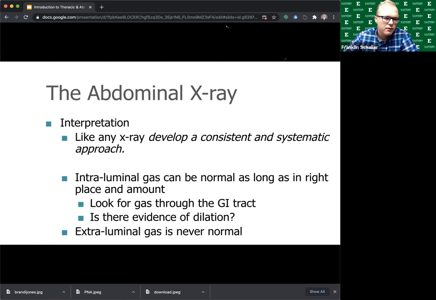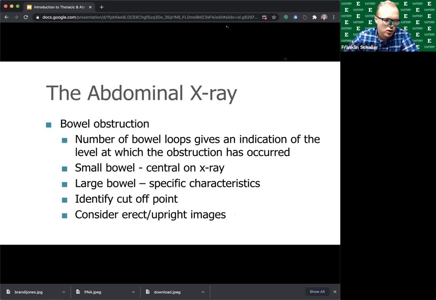Okay. Extraluminal gas, however, is never going to be normal. So with a bowel obstruction, for example, the number of bowel loops gives an indication of the level at which the obstruction has occurred. And if we're noticing a small bowel obstruction on an abdominal x-ray, it's most often seen very central on that abdominal x-ray. And then the large bowel obstruction has different specific characteristics that I'll share with you guys very soon.